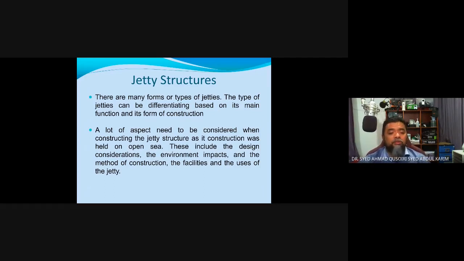The aspect that needs to be considered when constructing a jetty is its construction, as its construction is held at an open sea. So if the jetty is being built at the open sea, obviously you have to choose a more robust material. So this includes the design consideration, environmental impacts, method of construction and the uses of the jetty.